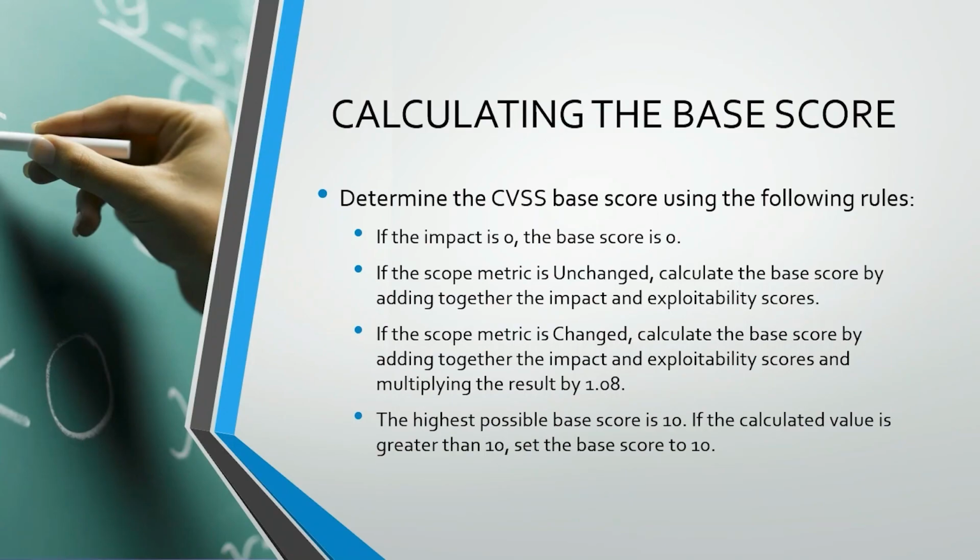Okay. Now for the base score, this is how we make it. If the impact is 0, the base score is 0. 0 impact, no score, right? No threat. If the scope metric is unchanged, then we add together the impact and exploitability scores. If the scope metric is changed, we add together the impact and exploitability scores, and we multiply by 1.08. Don't ask me where people get these 1.08s and these 6.42s. For me, it doesn't matter. We just do the math on there. Okay. Now we know the highest possible base score is 10. If our calculation value is higher than 10, the base score is still 10.